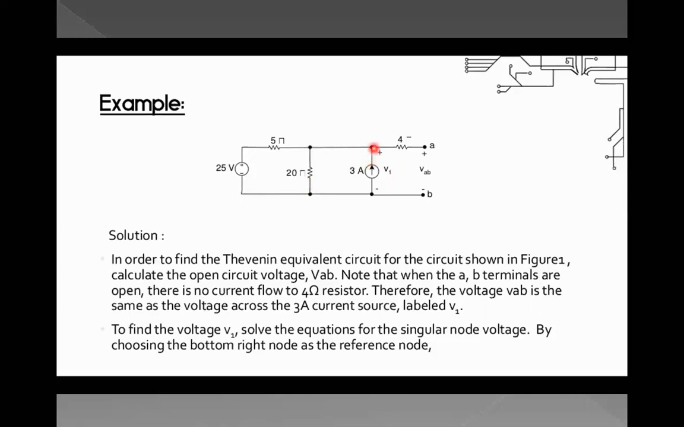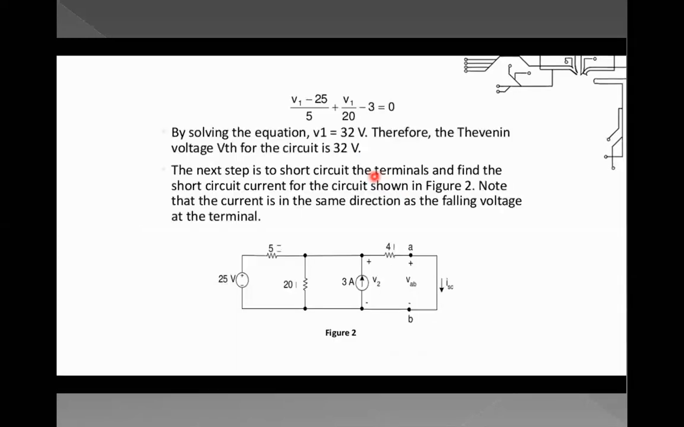Already, as we said, the node voltage we need not assign if the value is given. So plus, what is that? 3. So the expression comes like V1 minus 25 by 5 plus V1 by 20 minus 3 should be equal to 0. The summation of all the currents should be equal to 0. If you solve this equation, you will get V1 as 32 volts. What is the next step?